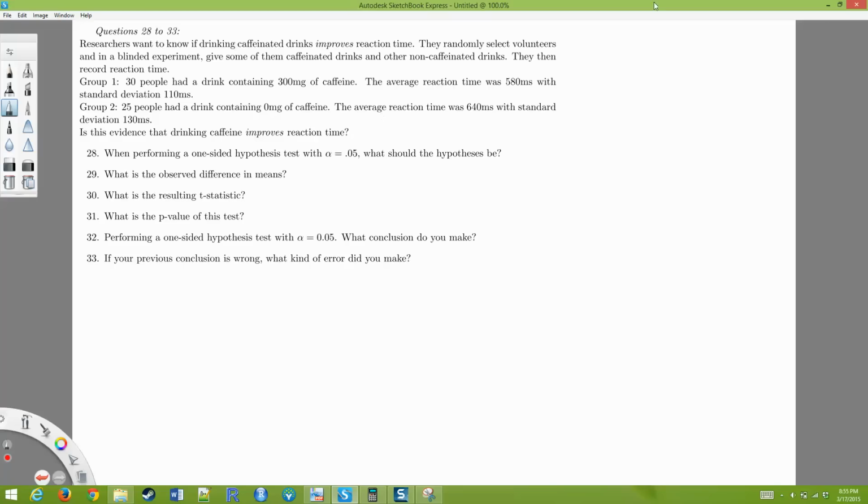Okay, first off, means or proportions, one sample or two? We're dealing with means, because we're looking at average reaction time. And do we have one sample or two samples? Two samples. Okay, and it says we're doing a hypothesis test.